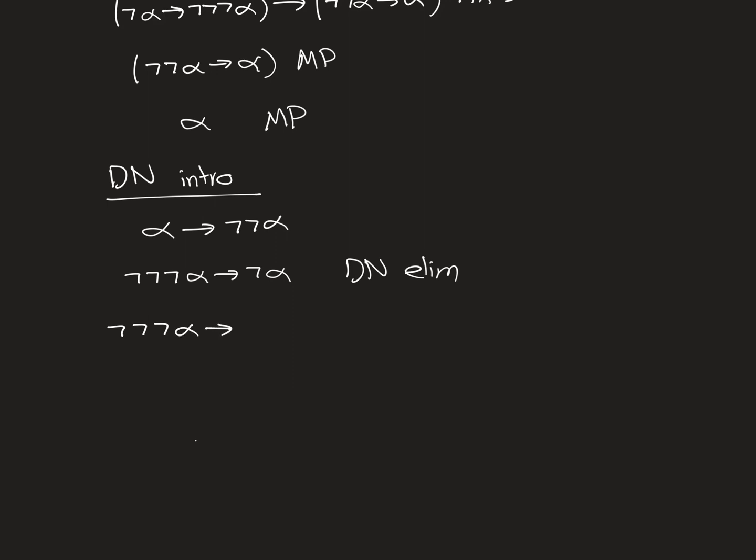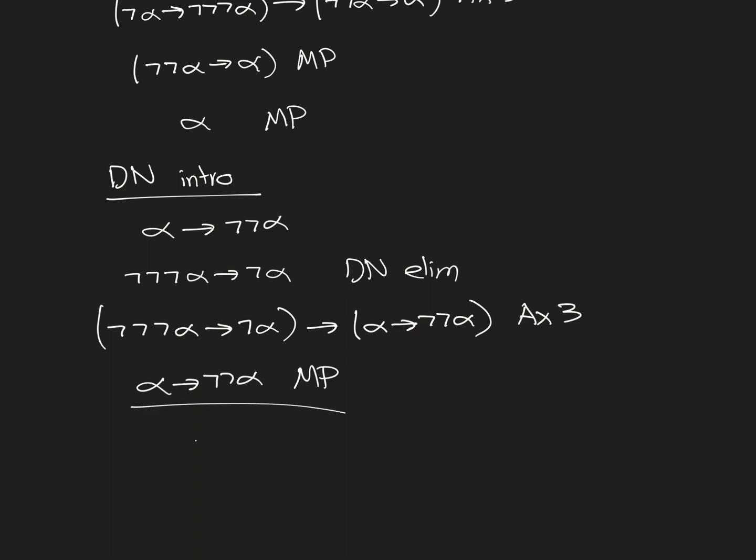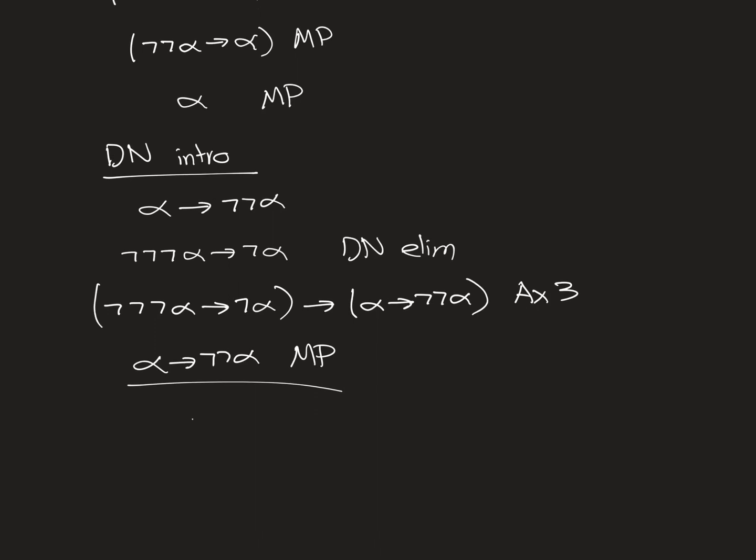So this is one that we don't actually need the deduction theorem for. So by axiom 3, not alpha implies not alpha implies alpha implies not alpha. That's something of the form axiom 3, and then of course modus ponens now to get alpha implies not alpha. And then I'm done. That's what I wanted. I've proven this. So there's double negation introduction.